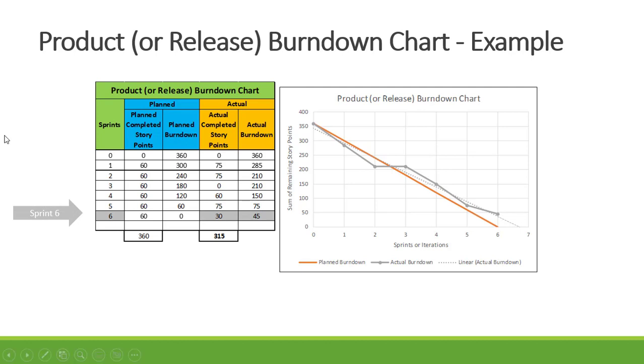After sprint 6, 30 story points were completed, so 75 minus 30, so we've got 45 story points still remaining. And then an additional sprint had to be added, where we completed 45 story points, and we finished one sprint late. So that's 10 working days that the project completed late.